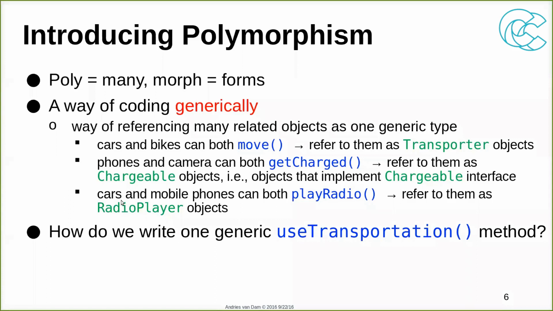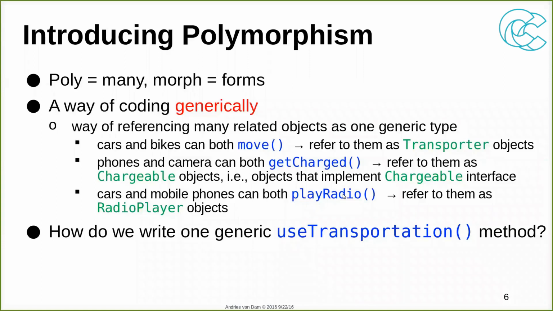And the other example is between cars and mobile phones. One of the similarities is that they both can play the radio. So if you create an interface called RadioPlayer, now the car and the mobile phone can both implement this RadioPlayer using the playRadio method, right? Again, the way to play the radio is slightly different, and each class can provide its own definition for it.